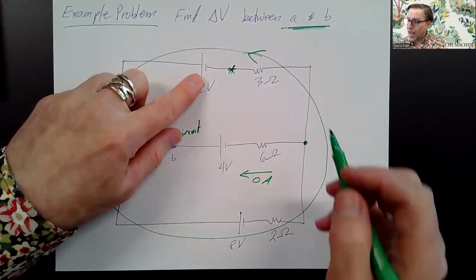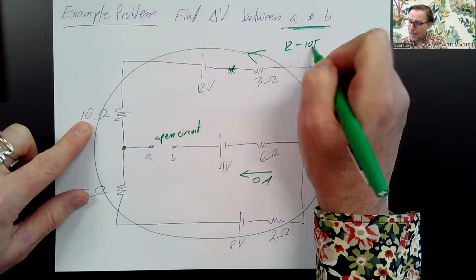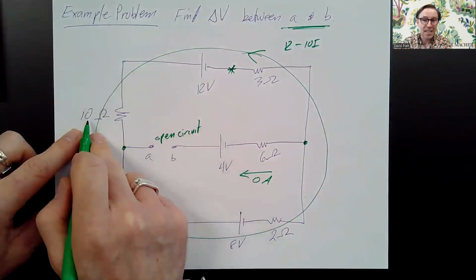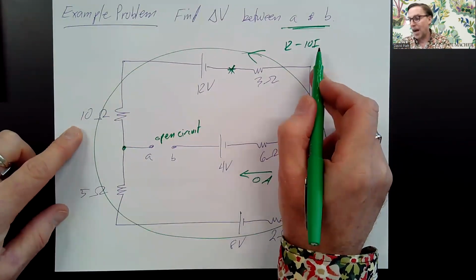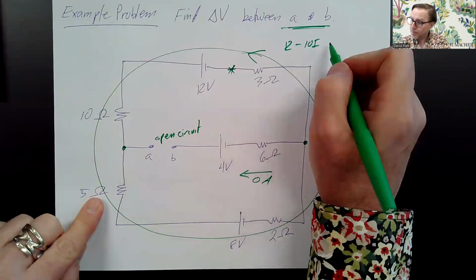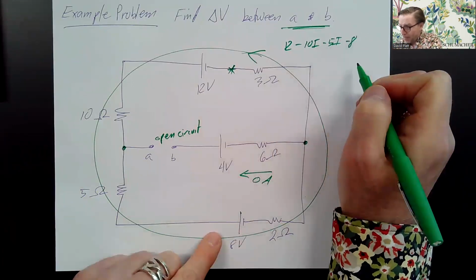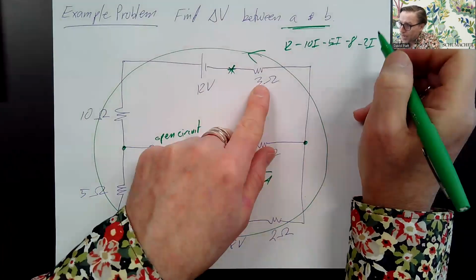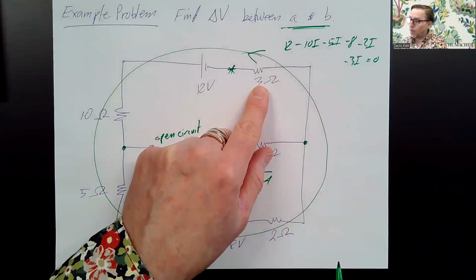So all I have is 12 minus 10I. V equals IR, so I could write I1 times 10, but there's only one current, so I'm just going to call it I instead of I1. And instead of I times 10, I'm going to write 10I. Same thing. Minus 5I minus 8 volts, because I'm going the wrong way. Minus 2I minus 3I equals 0. Well, that's not so hard.